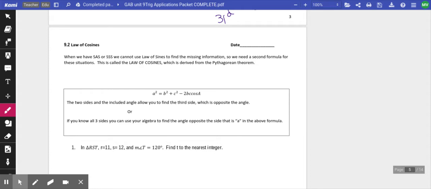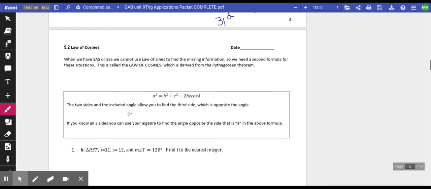Hello, everyone. Yesterday we talked about the law of sines. Today we're going to talk about the law of cosines.